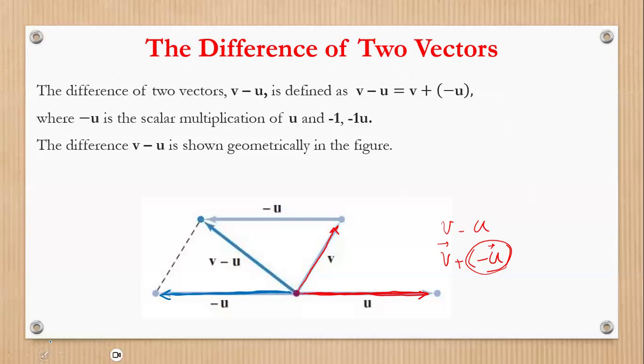Now you want to find the sum of this vector with this vector, the purple ones. So how do we find the sum of these two vectors? We can position them such that the terminal point of vector v is the initial point of negative u, as you see here. Now the answer is the vector starting from the initial point of v to the terminal point of negative u, which is this one.